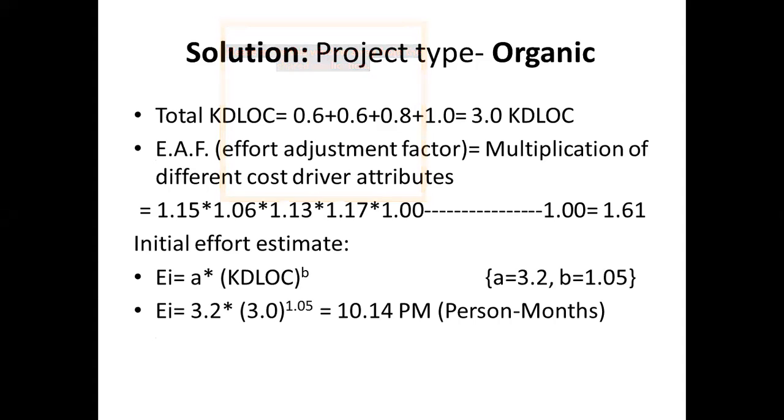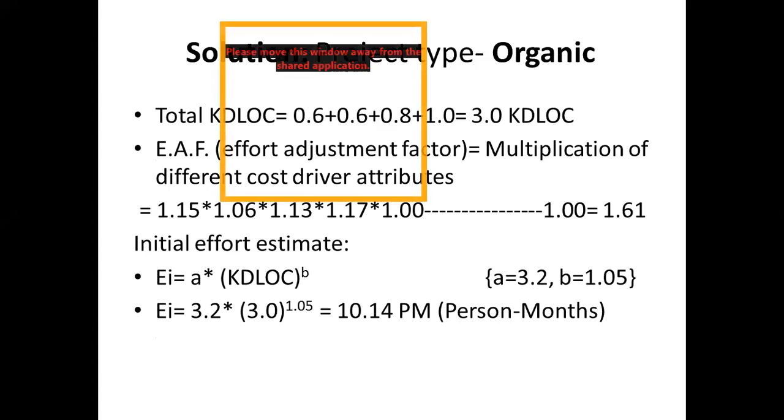Now this is the way to calculate the total KDLOC. As I told you, 0.6 plus 0.6 plus 0.8 plus 1.0, so we will get 3.0 KDLOC. Then as per COCOMO, the constructive cost model, the second step is EAF, the effort adjustment factor, which means the multiplication of different cost driver attributes. Okay, MF1 into MF2 into and so on into 1.